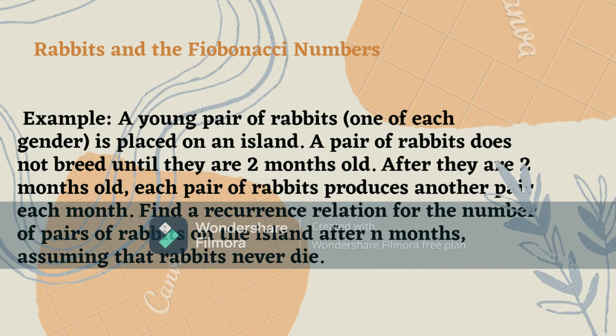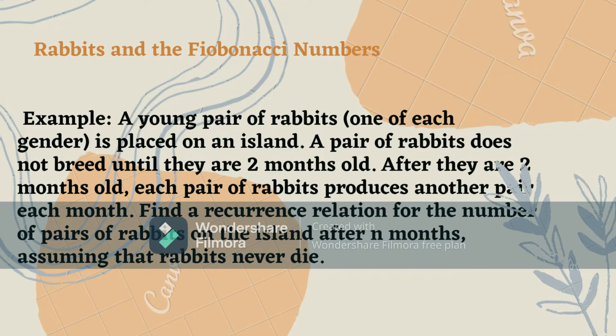For example, a young pair of rabbits, one of each gender, is placed on an island. A pair of rabbits does not breed until they are 2 months old. After they are 2 months old, each pair of rabbits produces another pair each month. Find a recurrence relation for the number of pairs of rabbits on the island after the nth month, assuming that rabbits never die.